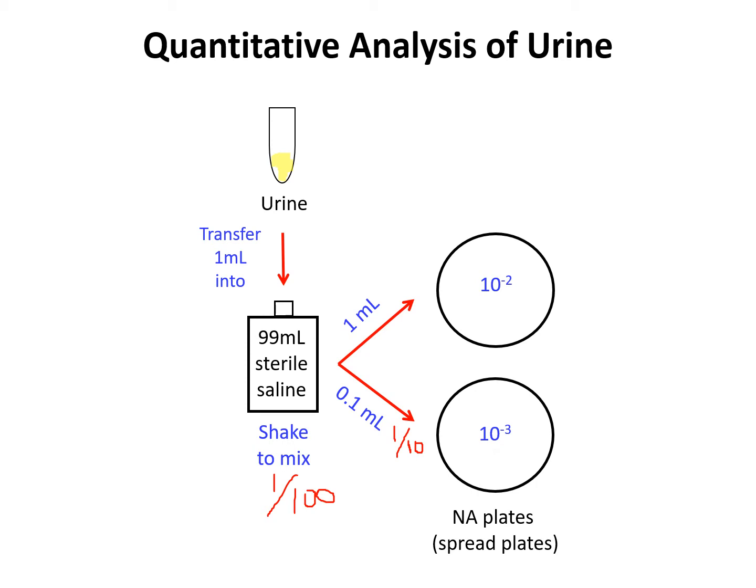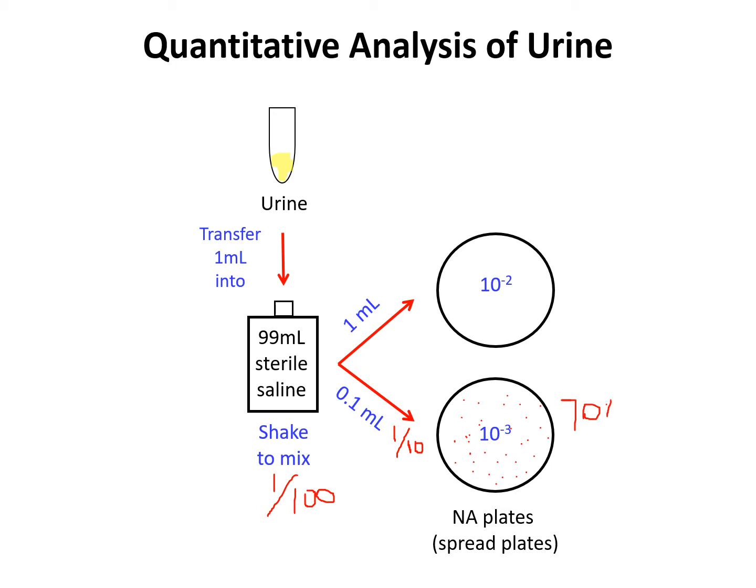Then what do we do? So after you streak your plates, you're going to start looking for growth. Let's say these dots that I'm showing you represent the colonies. You're going to start counting these colonies. So let's say you counted 70 colonies.